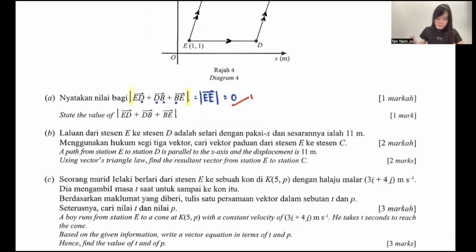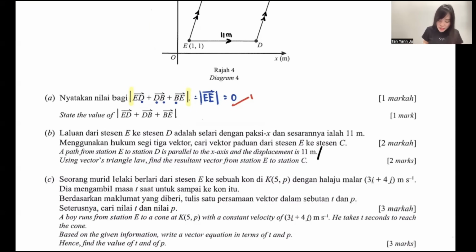B. They say a path from station E to station D is parallel to the x-axis. So guys, they try to tell you E to D is parallel to the x-axis. That means this line is definitely horizontal, correct? And the displacement is 11 meters. Displacement, that means the distance between them is 11 meters. Okay, that's what they try to say.